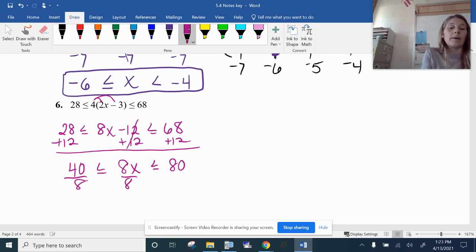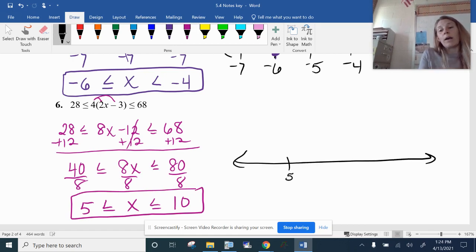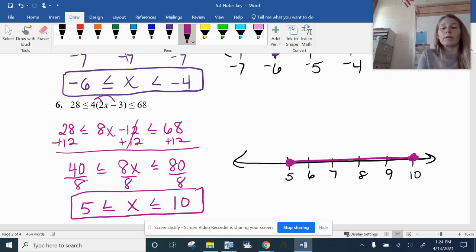Everything is getting divided by 8 to get my x alone. So I have 5 is less than or equal to x, which is less than or equal to 10. So when I go to graph this on my number line, I need a 5, 6, 7, 8, 9, and 10. Closed circles at both my 5 and my 10, and I'm shading in the middle.